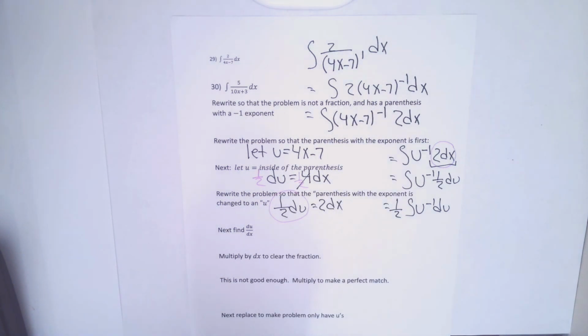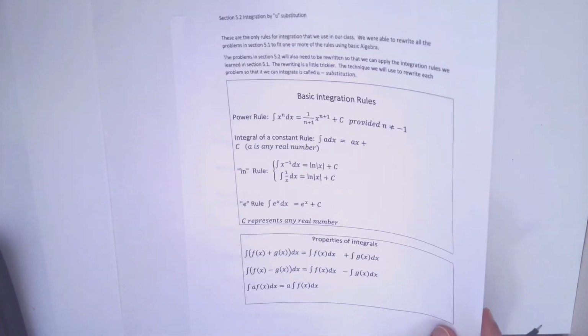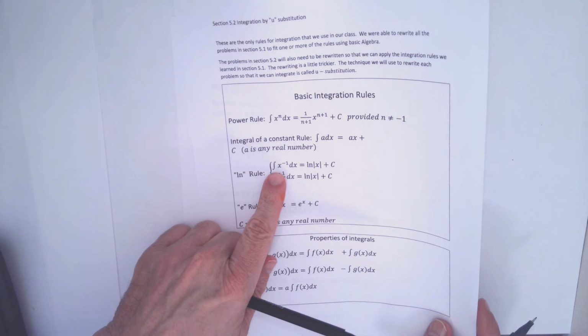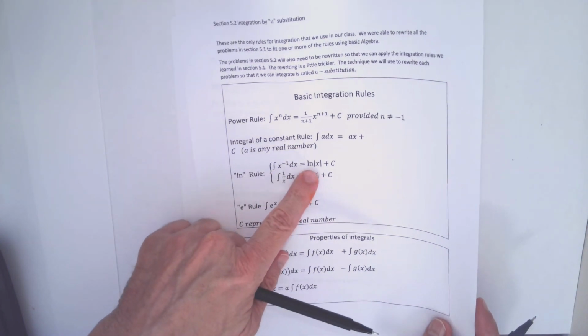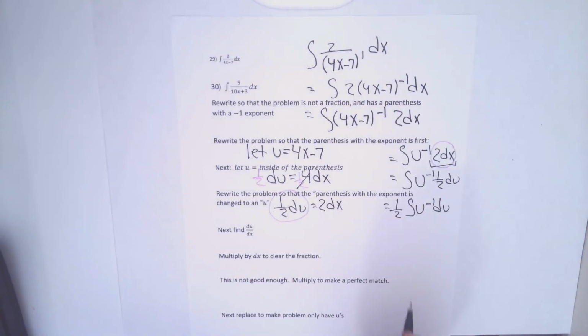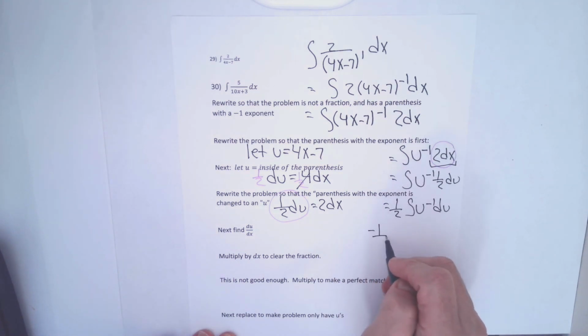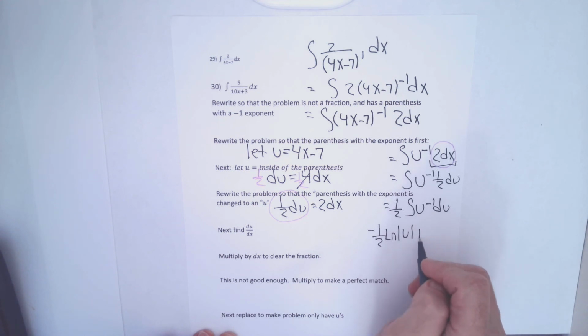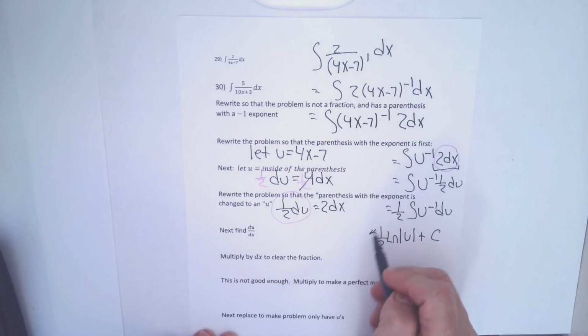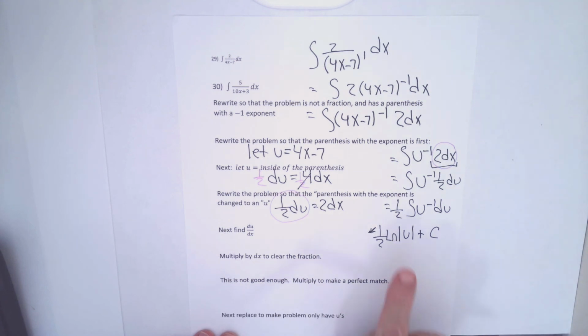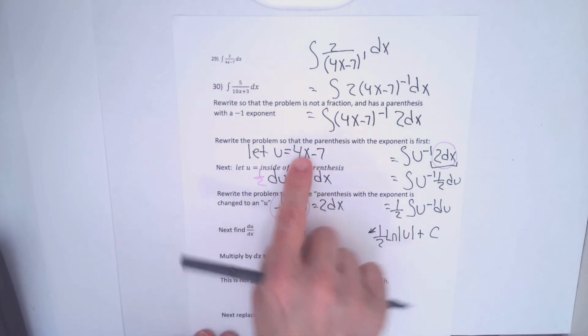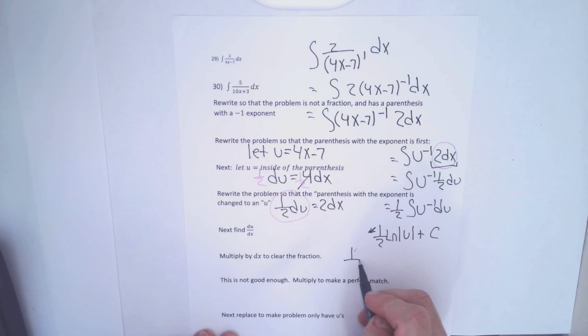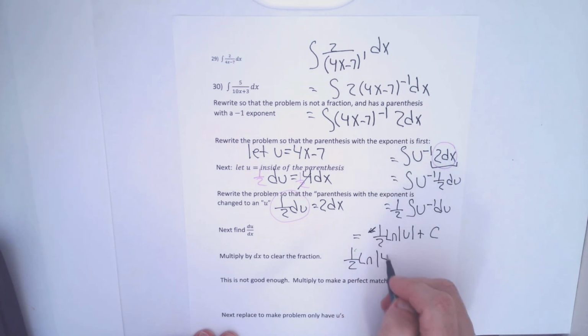And that's the special exponent. You can't add 1 to the exponent and divide by the new exponent because it's undefined. X to the -1 has that for its integral. U to the -1 is going to have a natural log as well. So when I integrate with a -1 exponent, you get a natural log. I don't know why I stuck a negative there. That should still be positive 1/2. And now I'm going to change the u to 4x minus 7. And my answer is going to be 1/2 times the natural log of the absolute value of 4x minus 7 plus c.